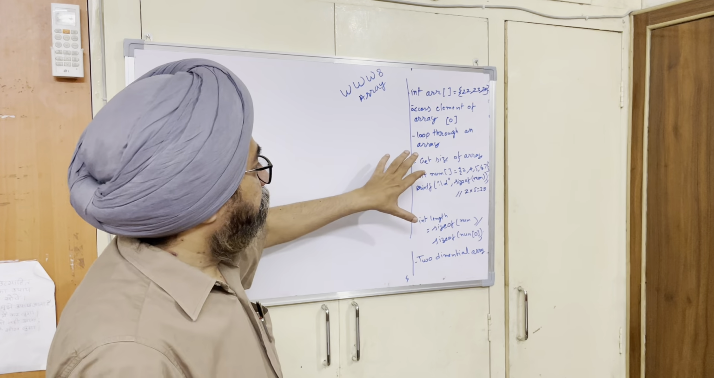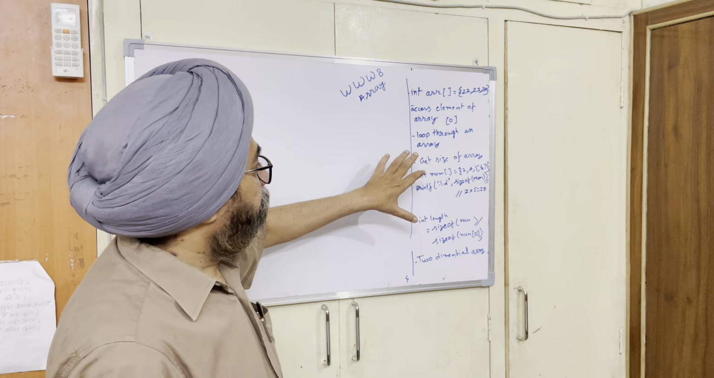int l equals sizeof(arr) divided by sizeof of any element, suppose arr[0] or arr[1], because we need only the byte size of one array element. It can be the first or the last, the same bytes are used there. So now we have the value of l, which is the length of the array.